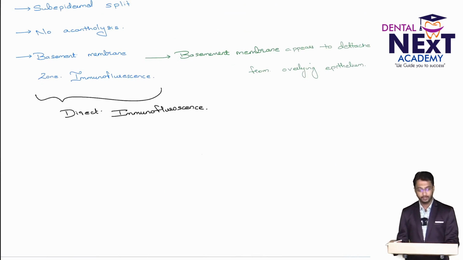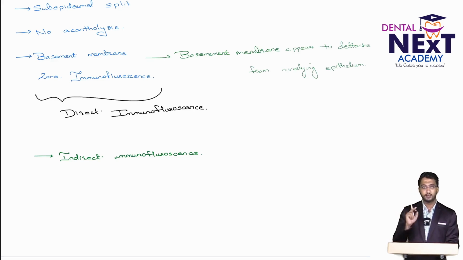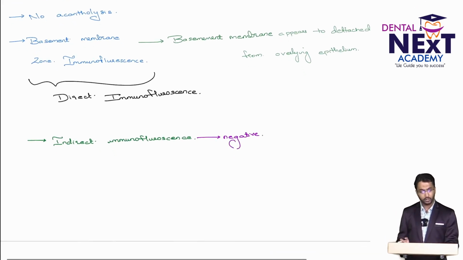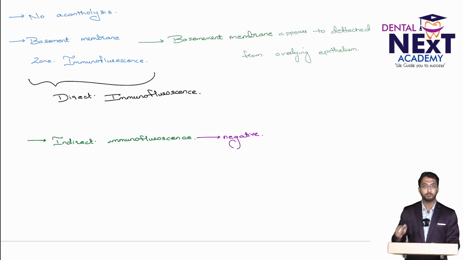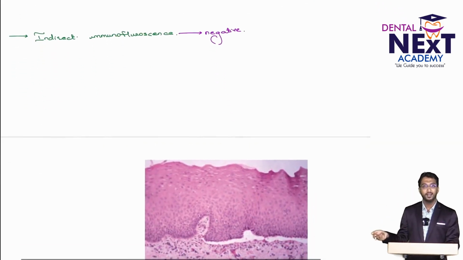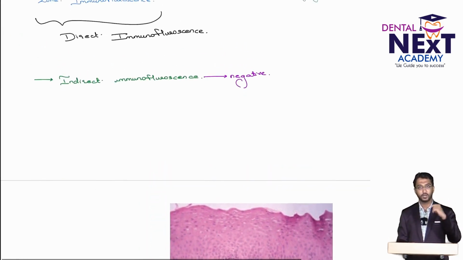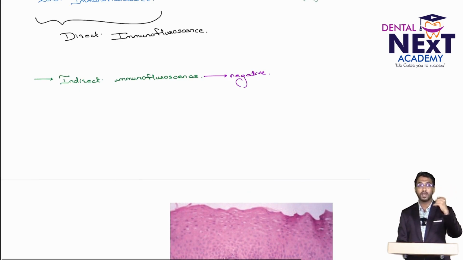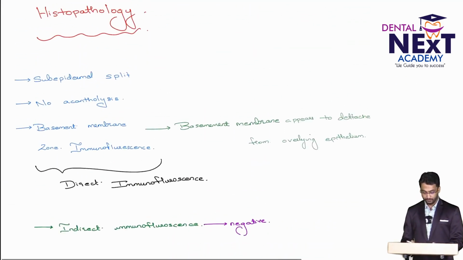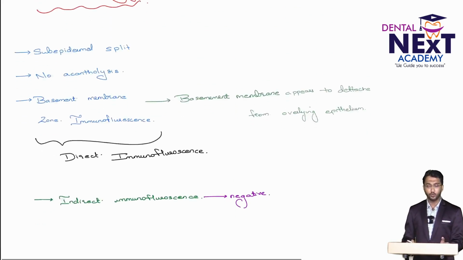What about indirect? Indirect means in the blood. Please note, indirect immunofluorescence is negative in mucous membrane pemphigoid or pemphigoid. That is, there is no circulating antibody. You will see antibodies only in the lesion against the basement membrane. These antibodies don't detach and go to the circulation. So, very big differences. In pemphigus there is direct and indirect immunofluorescence, with indirect positive in 80 to 90 percent. Here indirect is completely negative; there is direct only. And you know the antibodies now.